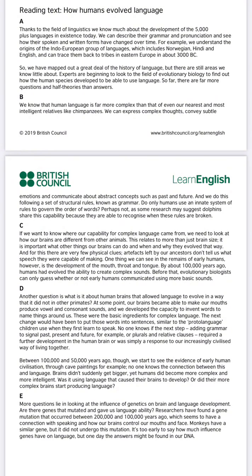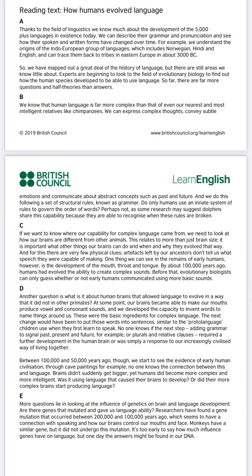And we need to look at this following a set of structural rules known as grammar. Do only humans use a system of rules to govern the order of words? Perhaps not, as some research may suggest. Dolphins share this capability because they are able to recognize when these rules are broken.